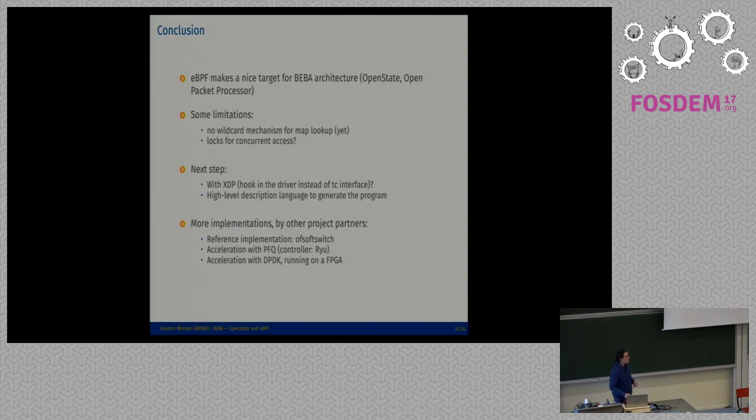So we have more implementations of this OpenState architecture for the BEBA project. The eBPF is just a small subset of what we've done. If you want to have a look, the reference implementation is done over Open vSwitch, which is an off-the-shelf switch. It's accelerated with the PFQ framework. There are also several other implementations and acceleration prototypes. I know that some partners are running OpenState on top of their polymer driver for DPDK on FPGA. Also, everything is available on GitHub if you want to have a look at this.